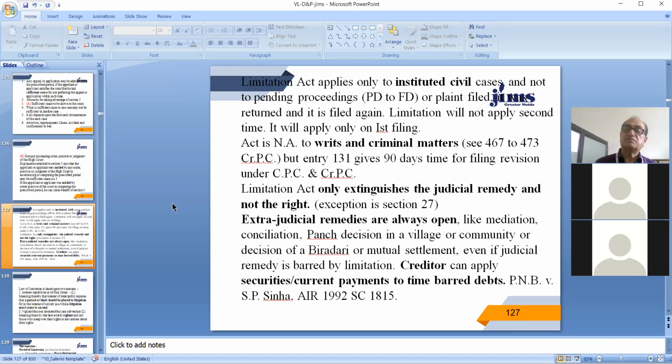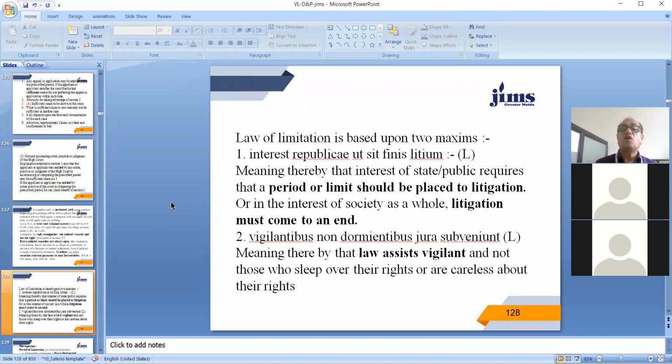You see, once your remedy is barred by the Limitation Act, extrajudicial remedies are also always open. You can settle the matter out of court even if it is time barred. Then the law of limitation is based on two maxims. There are two Latin maxims. The first one is interest reipublicae ut sit finis litium, meaning thereby that the interest of the state or public requires that a limit should be placed on litigation, or in the interest of society as a whole, litigation must come to an end.